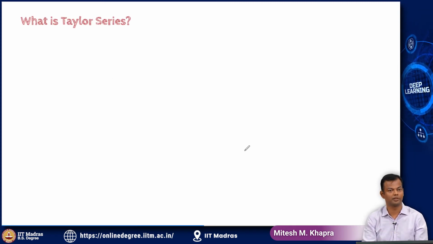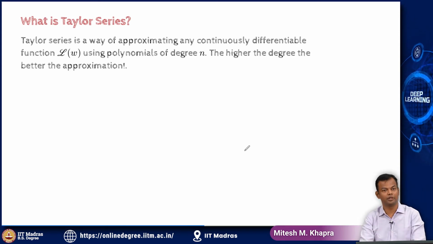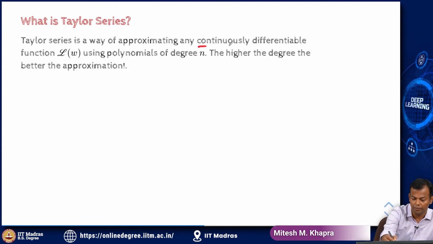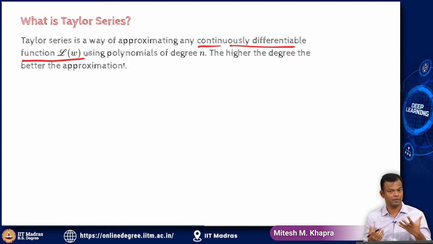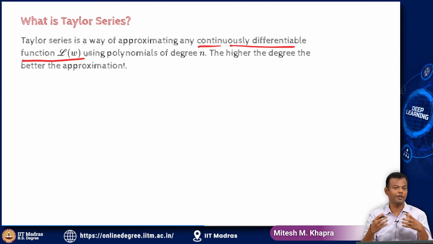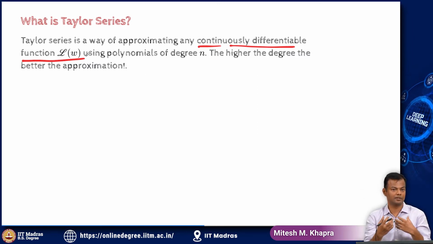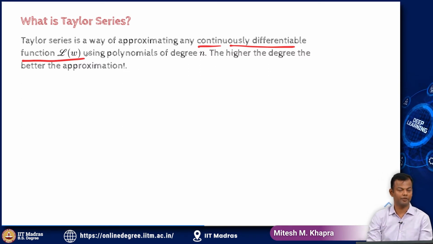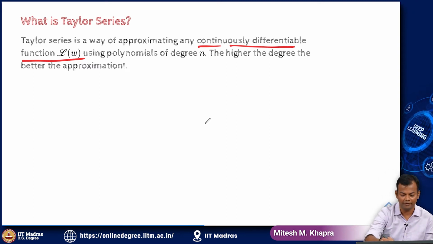I'm sure some of you have seen this in high school, but let's quickly refresh. The Taylor series, as I'm just going to read out the definition here, is a way of approximating any continuously differentiable function. This is important for us because whatever loss function we are dealing with is a differentiable function, because we have the sigmoid neuron, which is differentiable, and on top of that, our loss function currently is the squared error loss, which is again differentiable. So this is a differentiable function that we are dealing with, and it may have any shape.